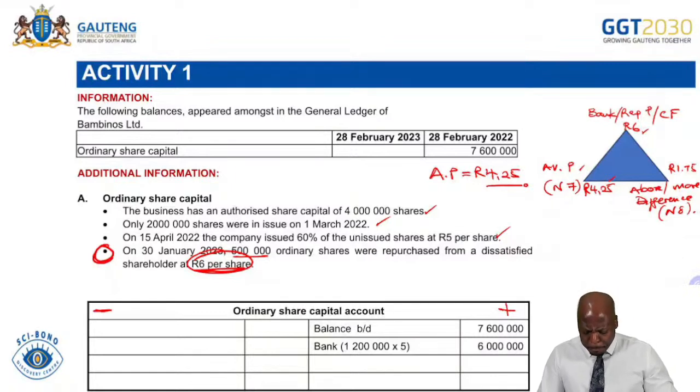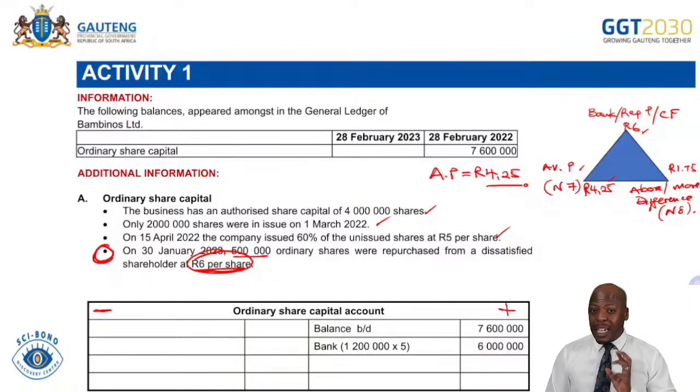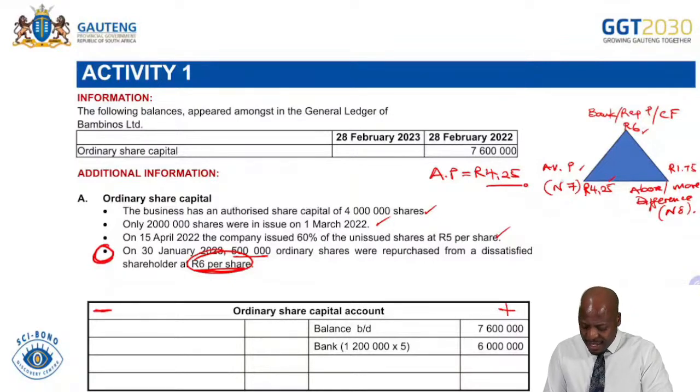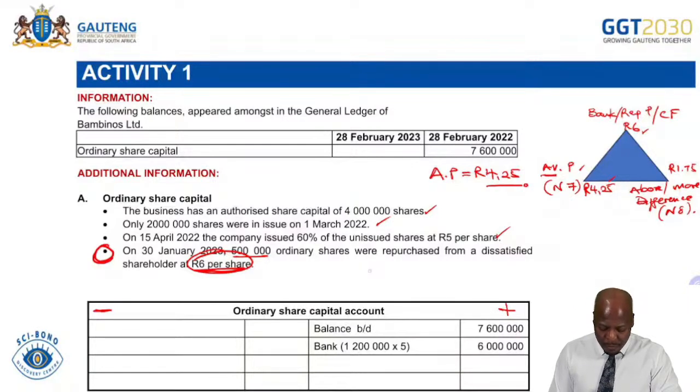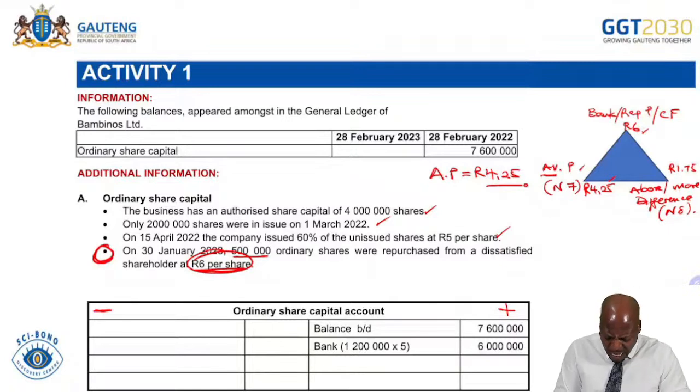The retained income. Now, we know that we paid 6 rand, and we are not going to bring the 6 rand into the ordinary share capital account. So which amount comes into the ordinary share capital account? We've already established it. That is the average price. So I'm now going to say here, bank, because once we repurchase shares, it decreases our capital. Once we repurchase shares, it decreases our capital. So I'm coming here and I'm going to say bank.